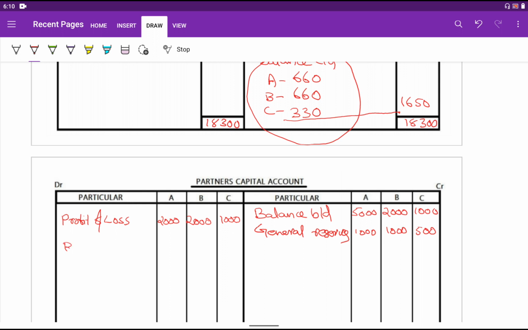So realization loss, what is coming here, that we will directly transfer to here. So 616, if it is coming on this side, that means the profit will transfer to this side. So realization loss, 616 and 313 is the realization loss. Okay, so we adjusted all the things.